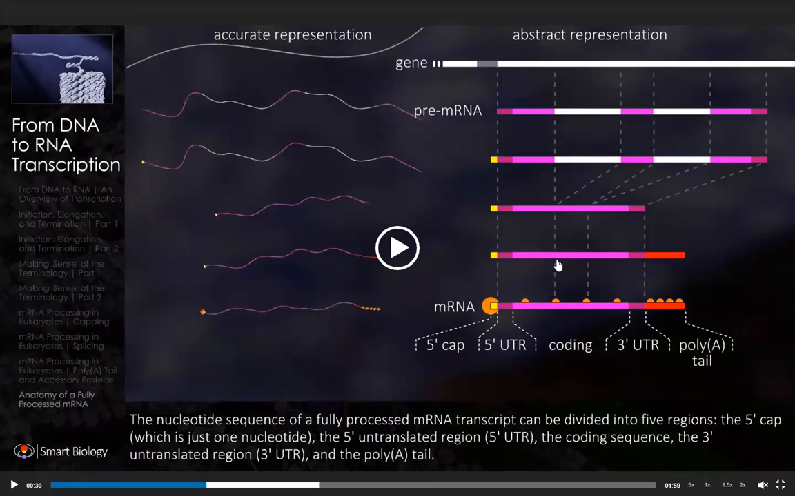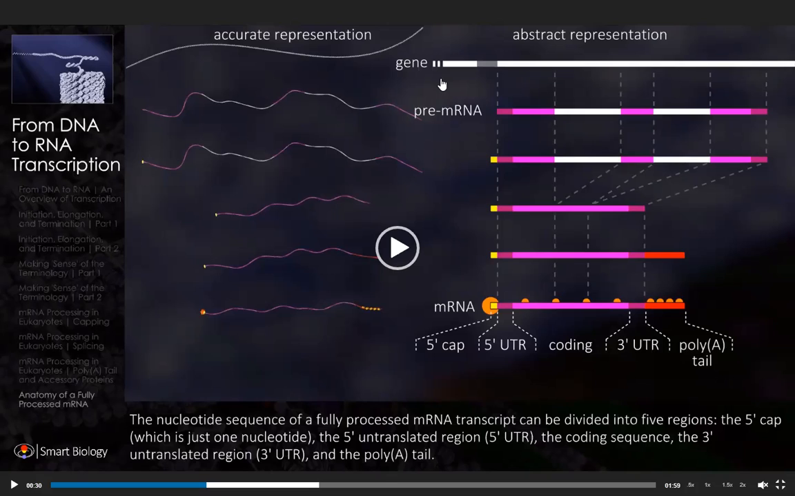But upstream and downstream of the coding sequences, we have these untranslated regions called UTRs, which are absolutely essential for the regulation of translation of this mRNA. So we will learn this as well in a later lecture, how the processes of transcription and translation are both regulated very, very closely.